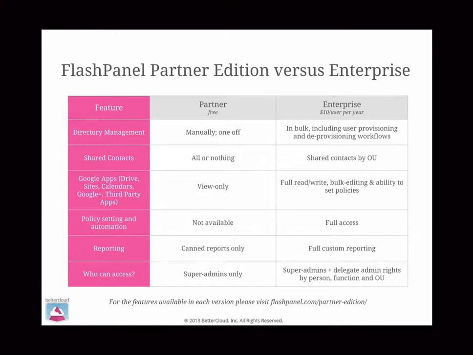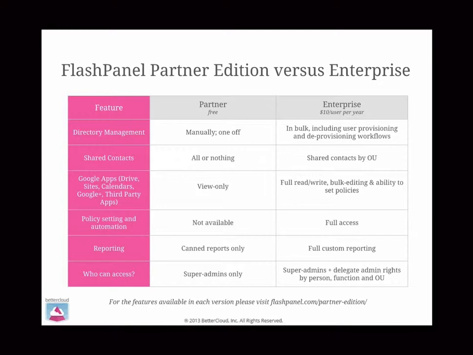In Enterprise, you get to do shared contacts by group or OU, actually different groups of shared contacts for different groups of people. In the Google Apps realm, Drive, Sites, Calendar, Google+, third-party applications, you get a view only in the Partner Edition. But in Enterprise, you can do full read, write, bulk editing, set policies. It's really quite amazing. Policy setting and automation is not available.